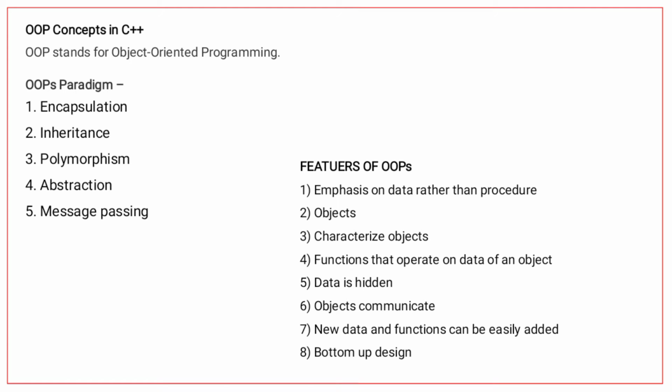Fifth feature, data is hidden and cannot be accessed by external functions. Sixth, objects communicate with each other through functions. Seventh feature, new data and functions can be easily added whenever necessary. And eighth feature, it follows bottom-up design in program design.